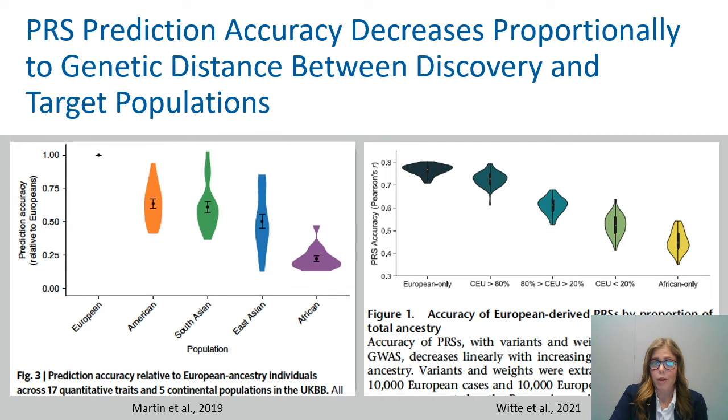So there's been some great work on this. I credit Alicia Martin with spearheading a lot of this research to show us how prediction accuracy varies across populations, and that as the global genetic distance between discovery and target populations increases, the prediction accuracy of the risk score decreases.